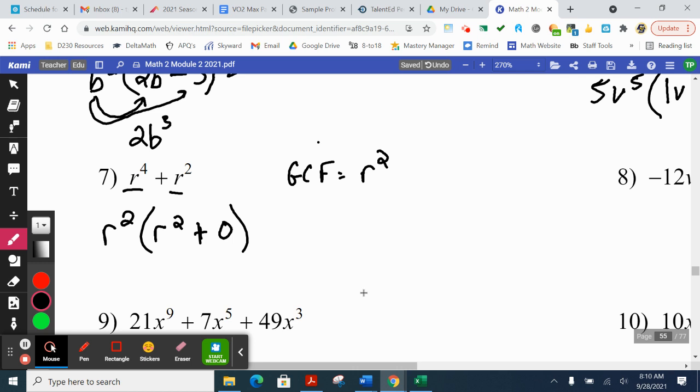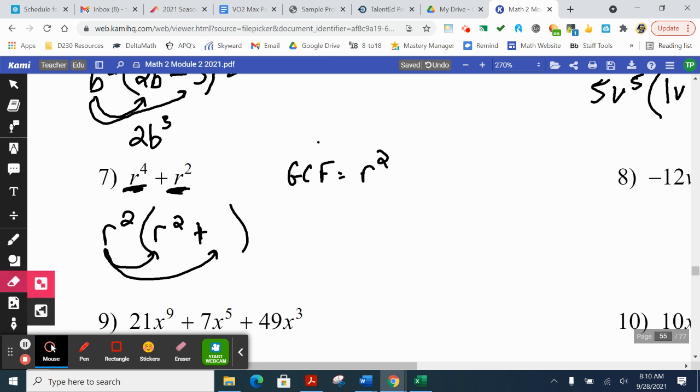So if I put a 0 right here, when I distribute, do we agree r squared and r squared gives us r to the fourth, like it's supposed to? Would r squared times 0 give you r squared? No. What has to go here to make sure that if I do an r squared times something, I end up with an r squared? Yeah, so you would put a 1 right there. We have to hold that spot with a 1. Now if I distribute, I end up with what I started at the beginning. Okay? So r squared plus 1 is what's inside the parentheses. The r squared is our greatest common factor. All right.